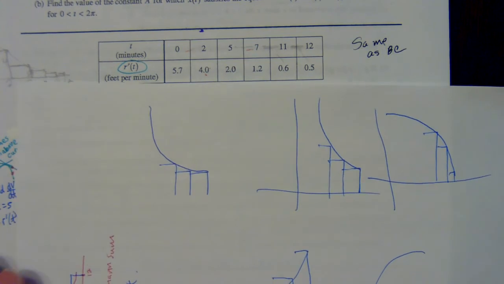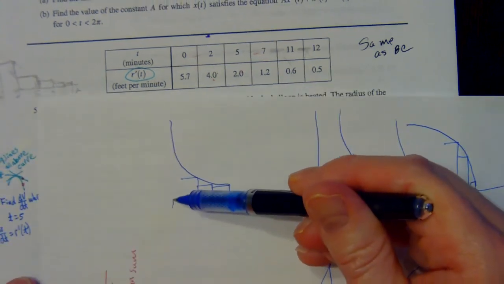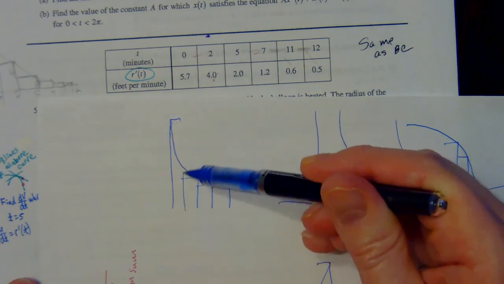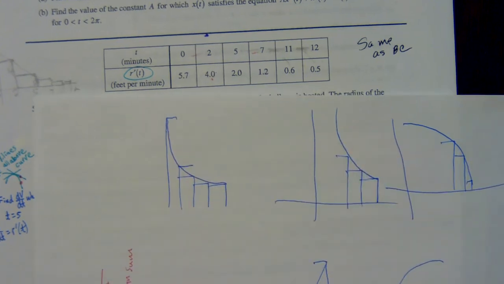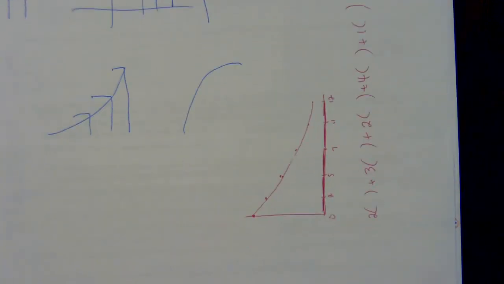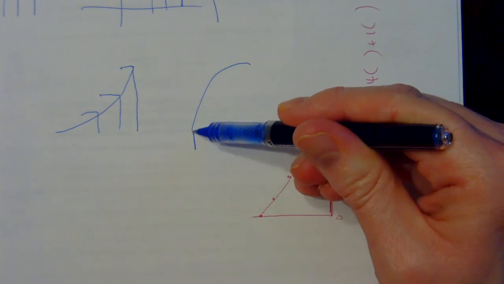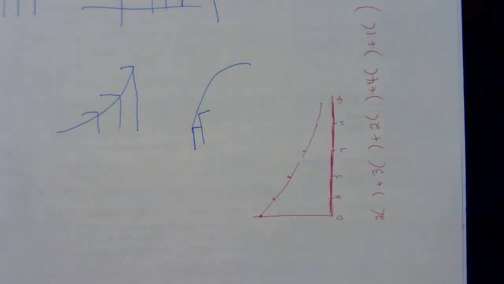If I did a left Riemann sum and you start at the left, you draw up to the curve and draw your height over, then the left Riemann sum would be an overestimate on a decreasing function. It'd actually be an underestimate on an increasing function, because if you look at an increasing function and you did a left Riemann sum, you would go up to the curve, however, all those rectangles would be below right there.